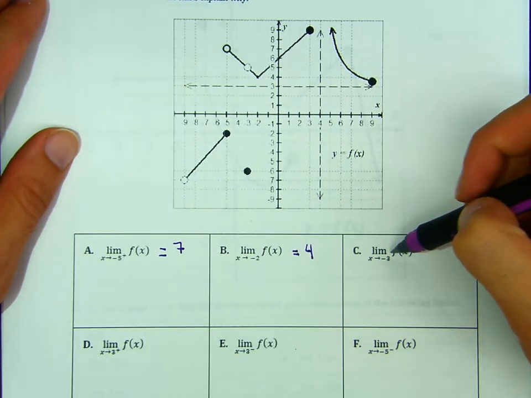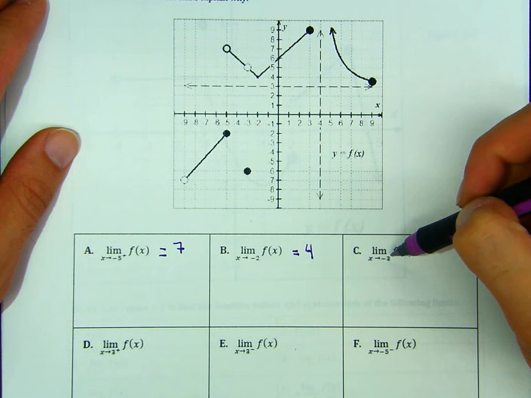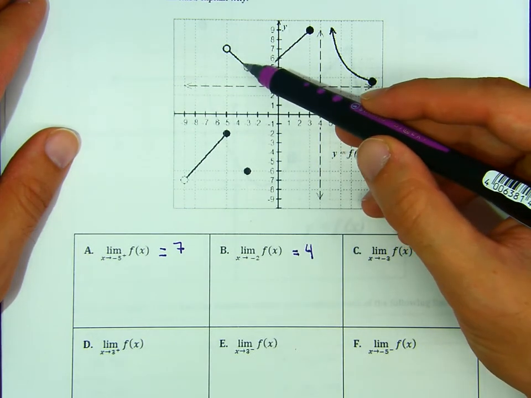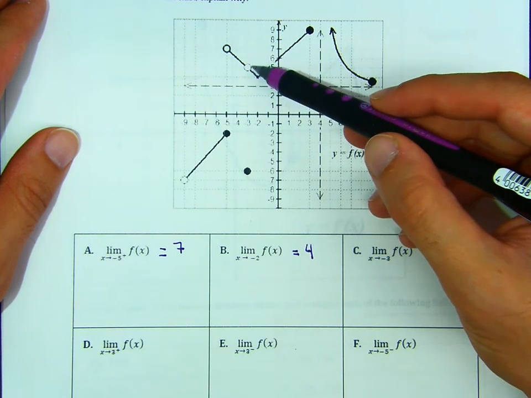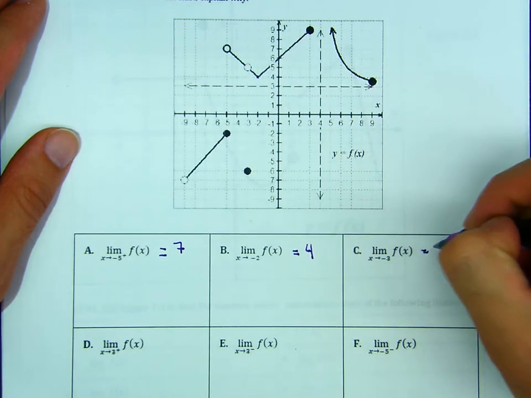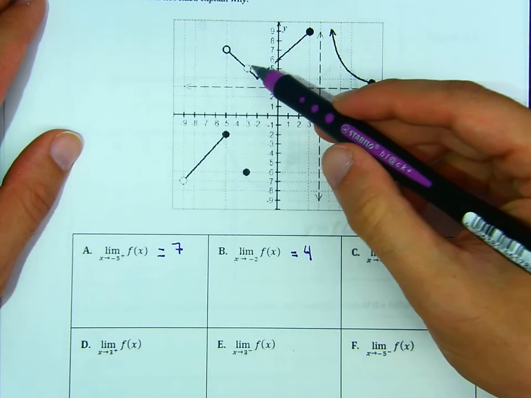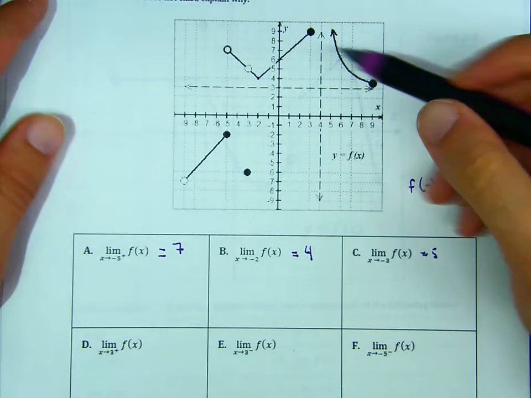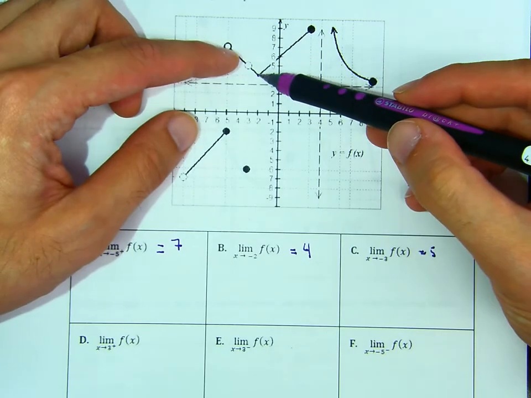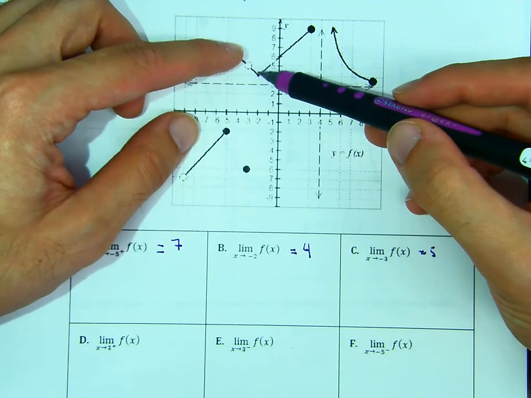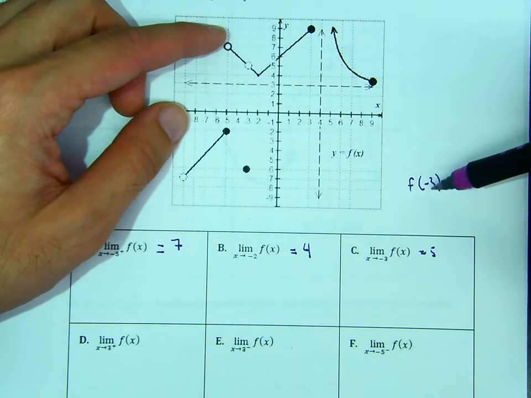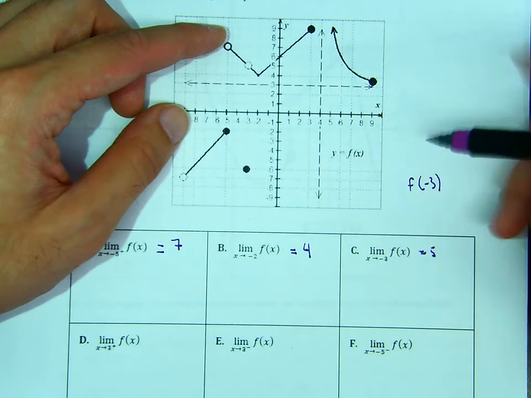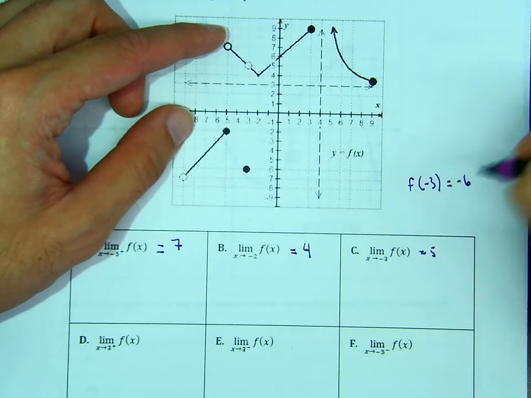Here, this is saying the limit of f of x as x approaches negative 3. Notice that for negative 3, from the left and from the right, it's going to 5. Even though it's an open circle, it's okay. But hey, what is f of negative 3? You see, from the left and from the right, it gets close to 5. That's the limit. But what is the actual value when you plug in negative 3? It's negative 6. Okay? Good, good, good.